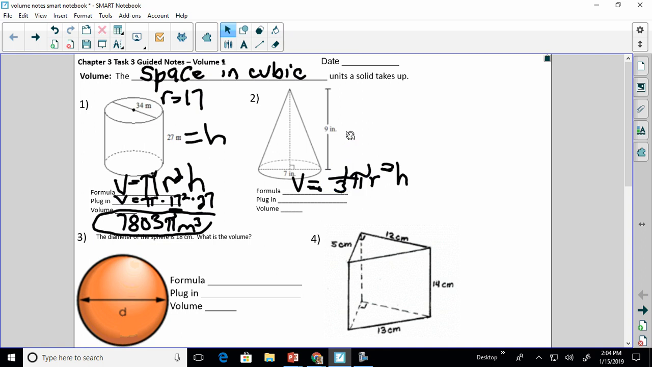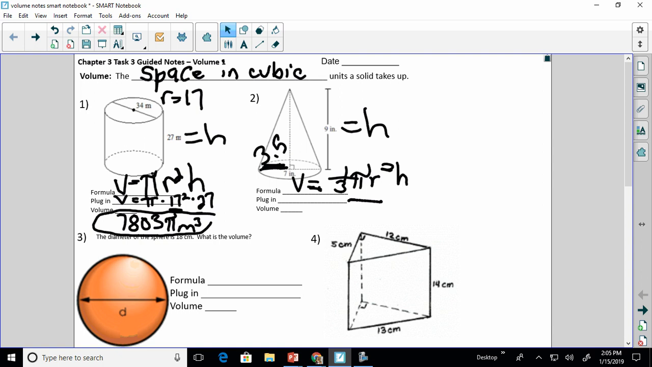Now we are going to plug in what we know. We have 1/3 pi r squared h, so we need our r and our h. Our h is 9. Our r is half the distance across here, so 7 divided by 2 gives me 3.5.